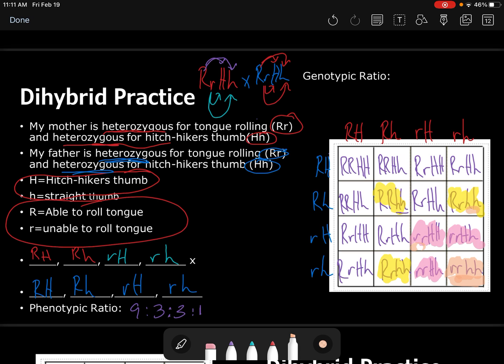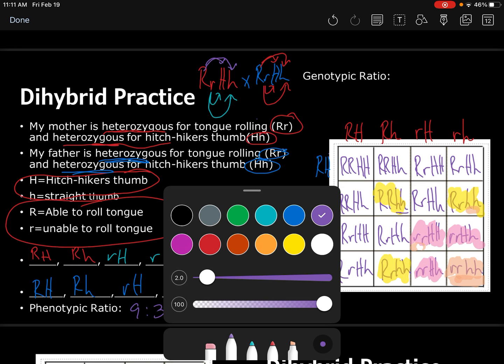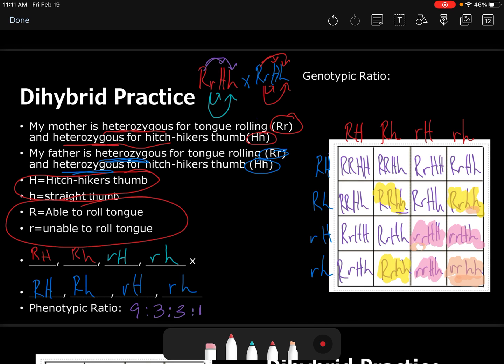Okay, the genotypic ratio is where it gets a little bit harder. So what we want to do here is find all of the ones that look exactly the same. So we have a big R, a big H, and a big H. Does that occur anywhere else? No. Okay, so we have 1 out of 16 that are going to be big R, big H, big H.